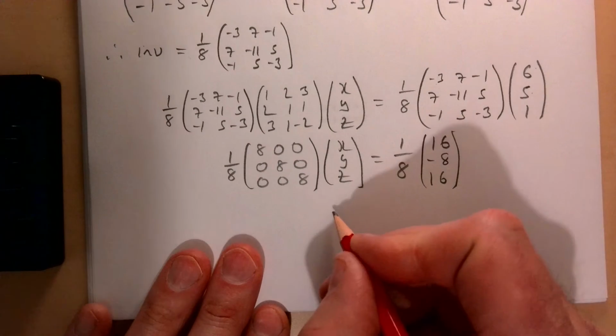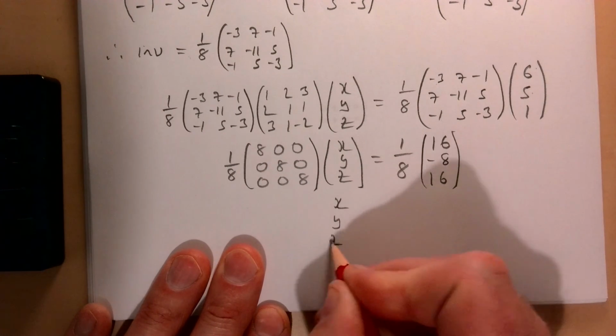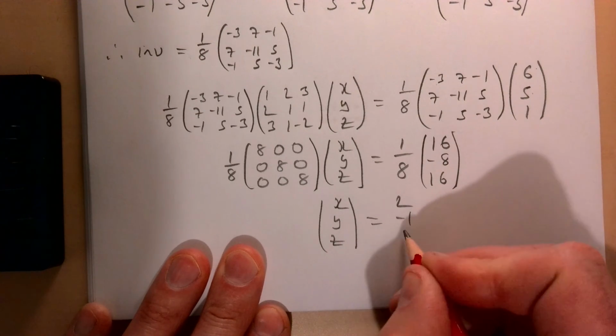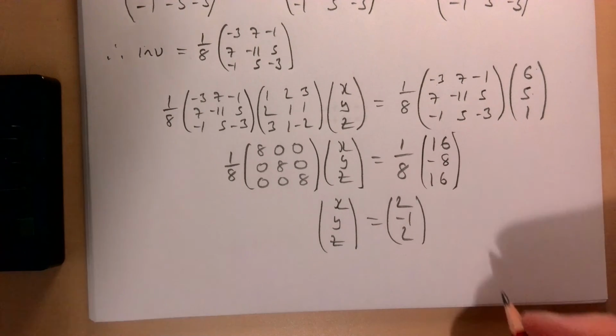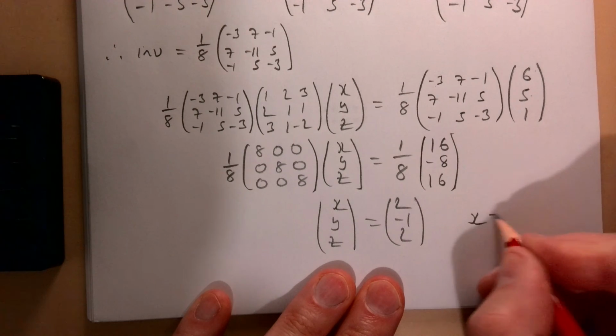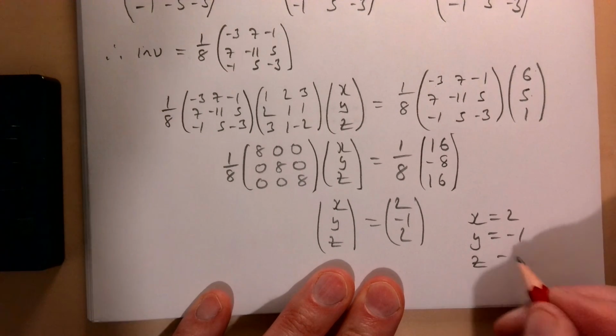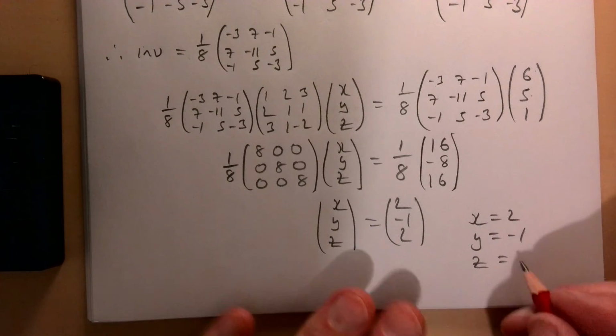So we're very nearly there. That gives us x, y, z equals 2, -1, 2. So the solution to a simultaneous equation is x equals 2, y is -1, and z is 2.